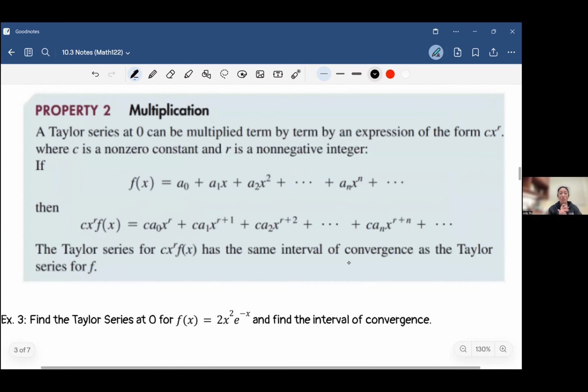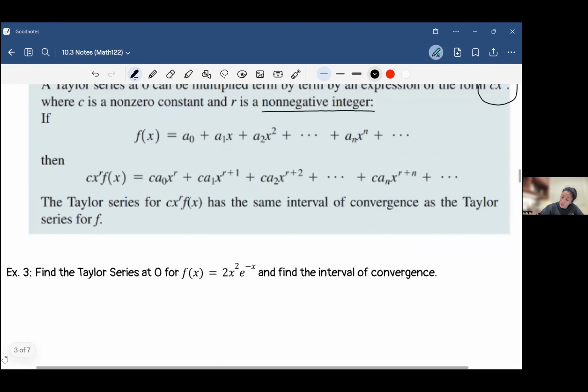All right, so property number 2 says that a Taylor series at 0 can be multiplied term by term by an expression of the form cx to the r. Okay, so in other words, we're really looking for there to be a polynomial on the outside or a power function. It does need to be an integer though. So r can be like 1, 2, 3, 4, 5, but it couldn't be like 1/2. It couldn't be like -7. Okay. So it has to be a non-negative integer.